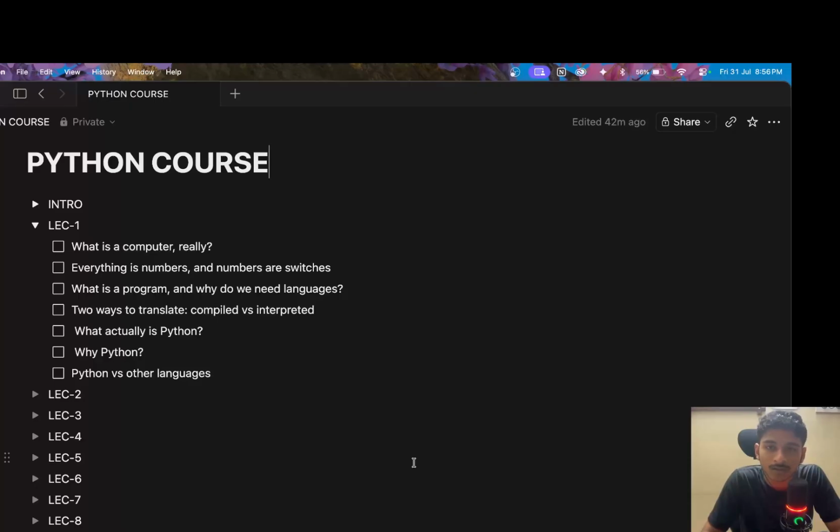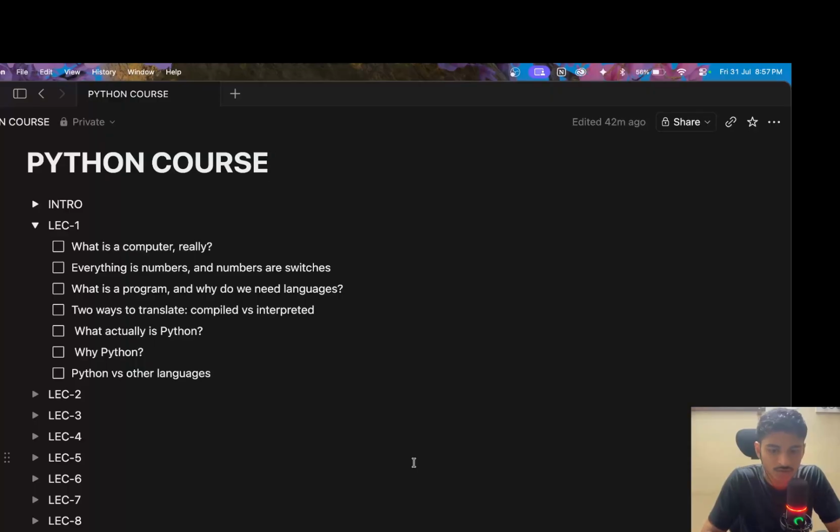So, what a computer is really, the underlying mechanism, how it stores data, how a computer works, and why we write programs, and why we need different languages, and how those languages work, and how they get processed, like compiled and interpreted. And we'll get back to Python, what is Python and why Python, and comparing with other languages. So let us start with what a computer is actually.